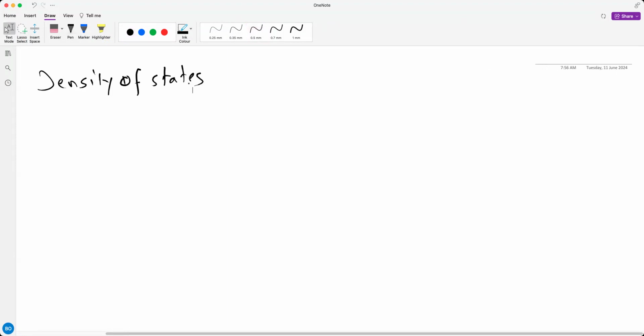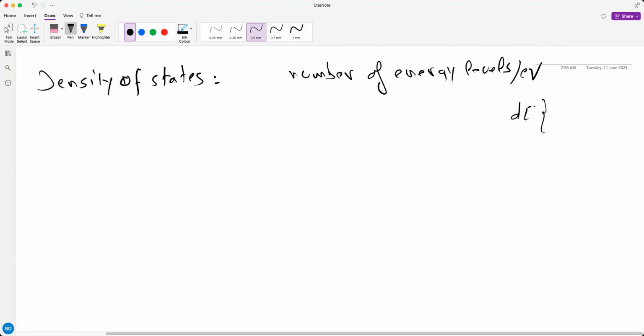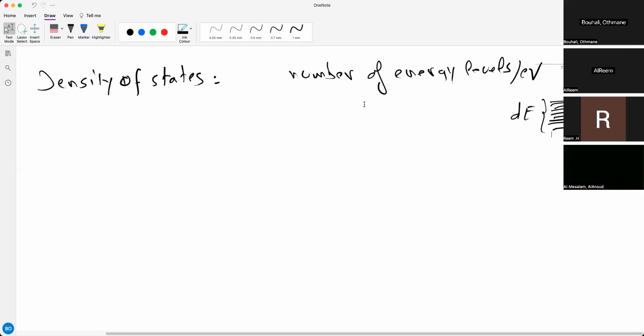So what is the meaning of density of states? I want to calculate the number of energy levels per electron volt. For example, if I take dE, a small band, how many energy levels do I have here? Those energy levels are the ones that define the thermal properties of the materials, and you will see how later. Okay.